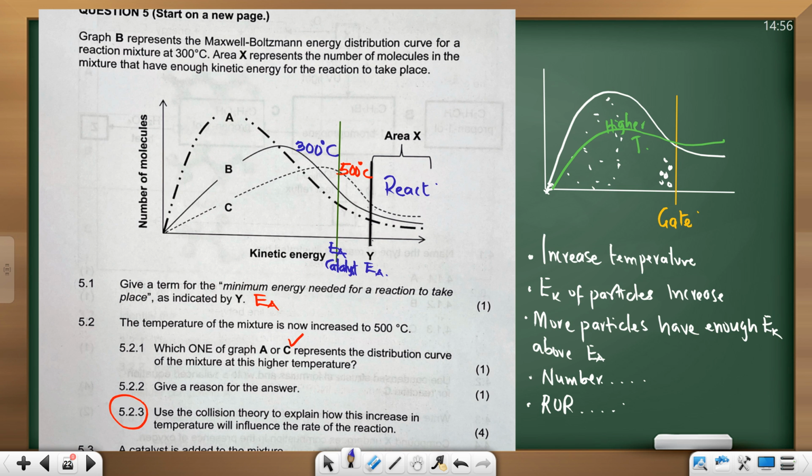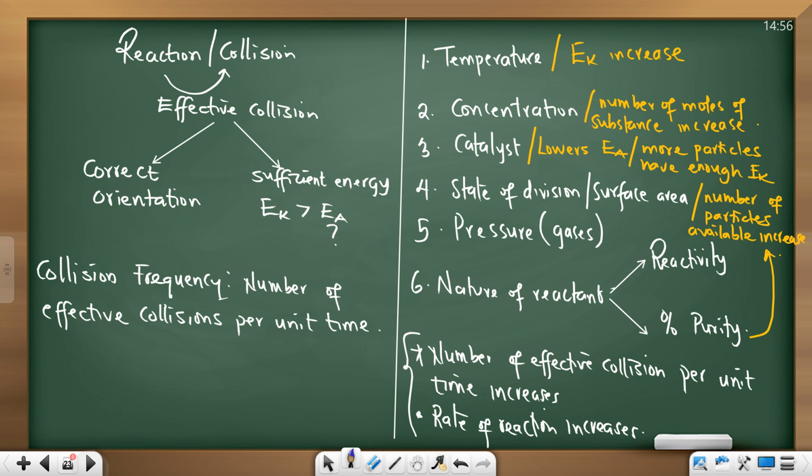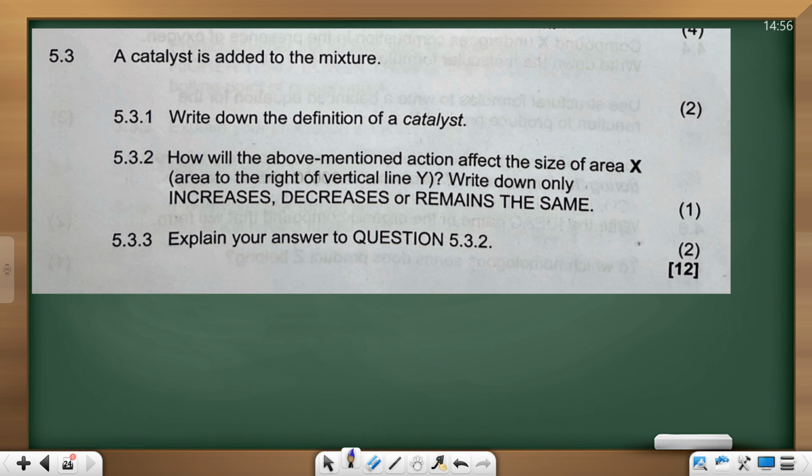Look at the green one. That's my EA of a catalyst. Yeah, just draw the line. What you guys are drawing is a potential energy graph. This is a Maxwell-Boltzmann distribution curve. All right, please mark yourself there. Mark yourself wrong.